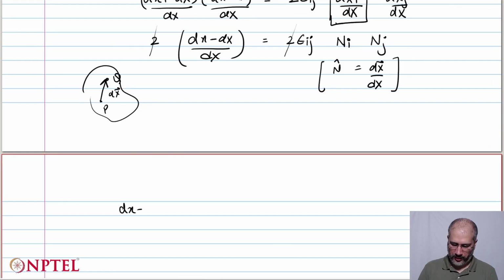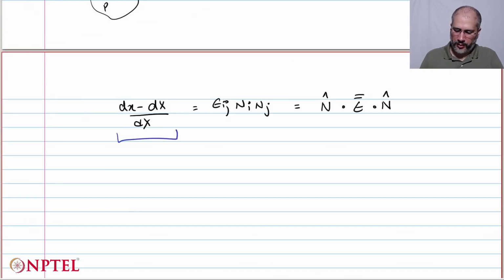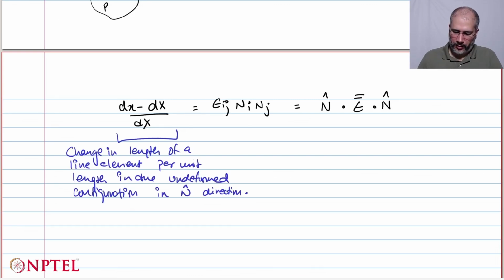So finally, I can write d small x minus d capital X upon d capital X is epsilon ij, ni, nj, and this in the symbolic notation can be written as n hat dotted with an epsilon tensor dotted with an n hat. So this quantity here is the change in length per unit length capital Dx in the undeformed configuration, because we're talking about the length in the undeformed configuration, the denominator, and this is in the n hat direction.